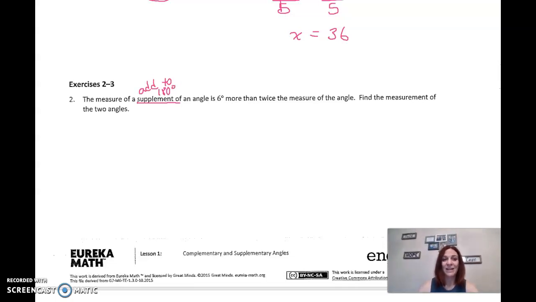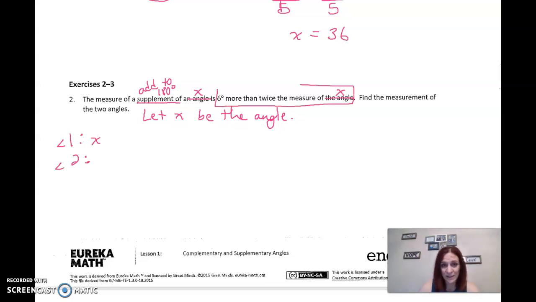Now, the measurement of an angle is 6 more than twice the measure of the angle. Ugh, back to this stuff. So in here, the measure of a supplement of an angle is 6 more than twice the measure of the angle. Let x be the angle. Okay, I know it's been a while since we worked on this. Then I can say the measure of the supplement of x is 6 more than twice the measure of x. Another way to do it, we're going to say angle 1 is x, angle 2 is this.